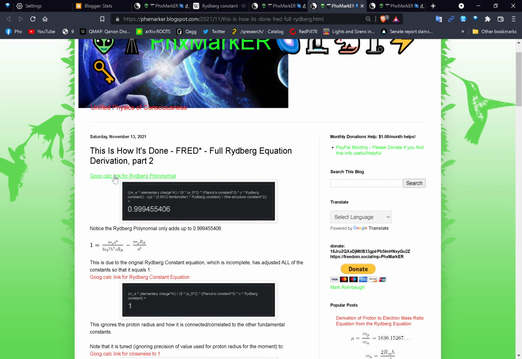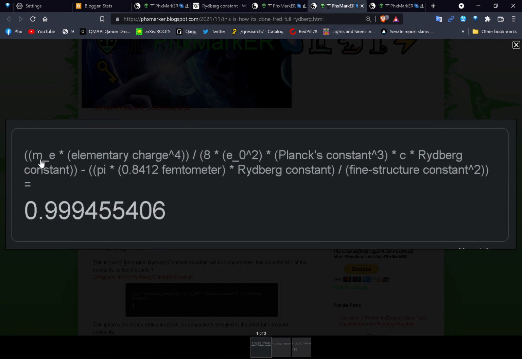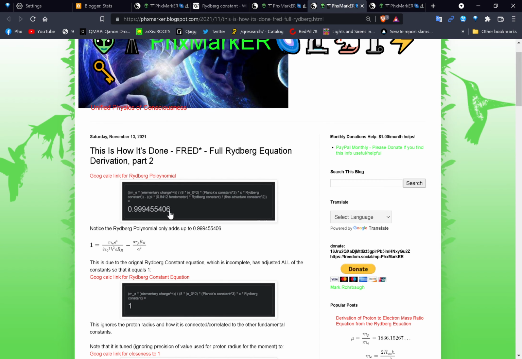The Google calculator is really cool, there's a link for it. A window right here shows the mass of the electron. Just put in the whole equation, elementary charge to the fourth. And all these terms are predefined constants in the Google calculator. And if you have your units all correct, it'll give you an answer. Usually if you have the units messed up anywhere, it won't give you an answer. And this is a pure number because the units all cancel out.